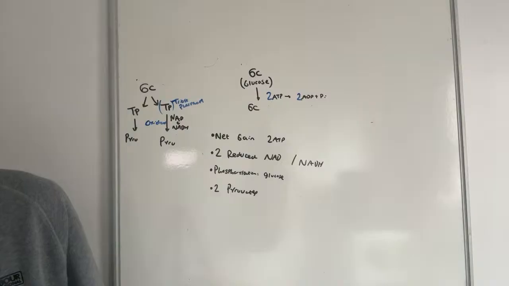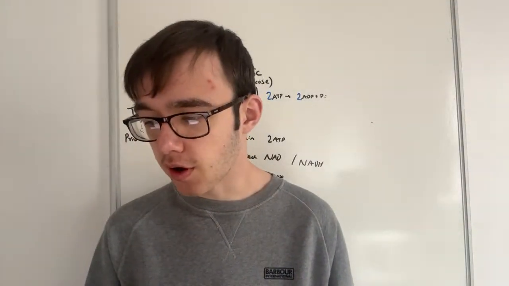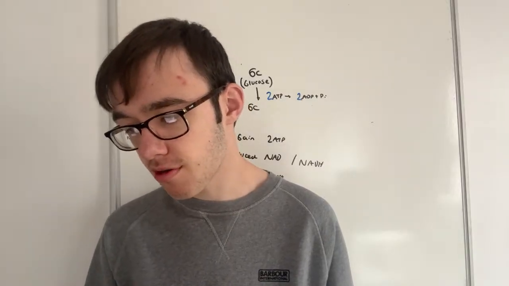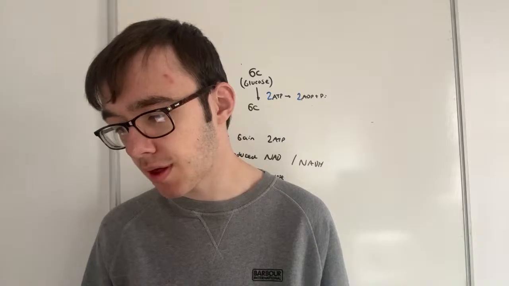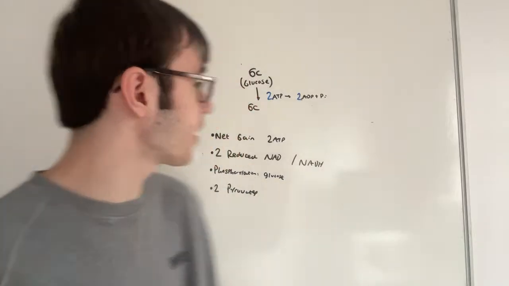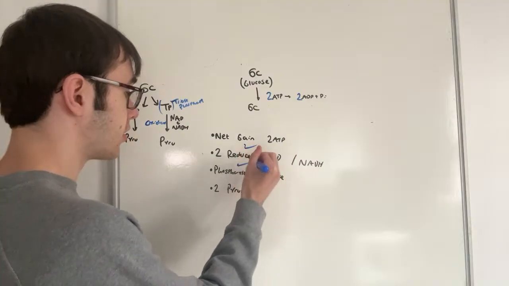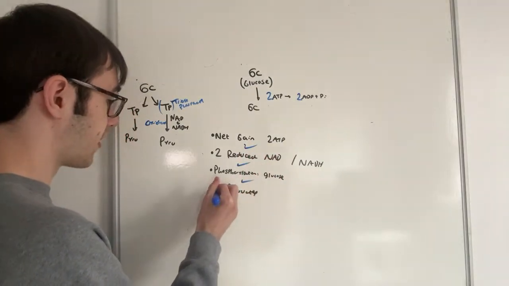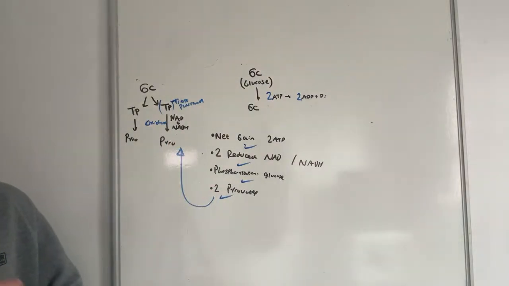Okay, let's have a look at the mark scheme. Phosphorylation of glucose using ATP. Oxidation of triose phosphate to pyruvate. Net gain of ATP. NAD reduced. Okay, I think that is all marks. Net gain of ATP. Reduction. Phosphorylation of glucose. 2 pyruvates. All I would have needed to add is that it becomes oxidized. Okay.